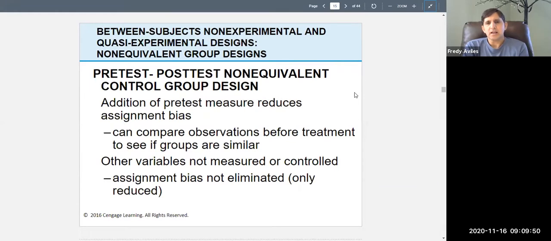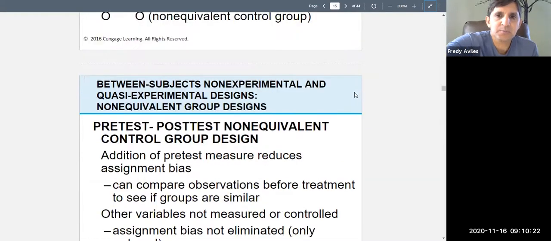More about the pre-test, post-test, non-equivalent control group design. The addition of that pre-test measure reduces assignment bias. So remember, you measure twice. One group you measure before and after treatment. Another group doesn't get a treatment, but you still measure twice. So you have a pre-test, okay? This pre-test reduces assignment bias. You can compare the observations before treatment to see if the groups are similar.